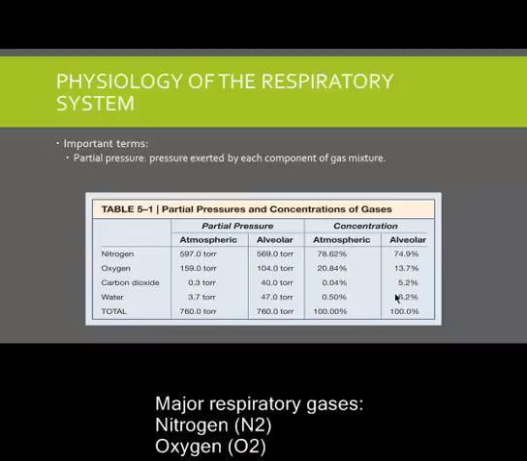All right. So remember your partial pressures. That's the pressure exerted by each gas component of a gas mixture. We're also going to be looking at partial pressures when we talk about end-tidal CO2, or your PETCO2, right? Technically, oxygen is 20.84, so we say it's 21%.